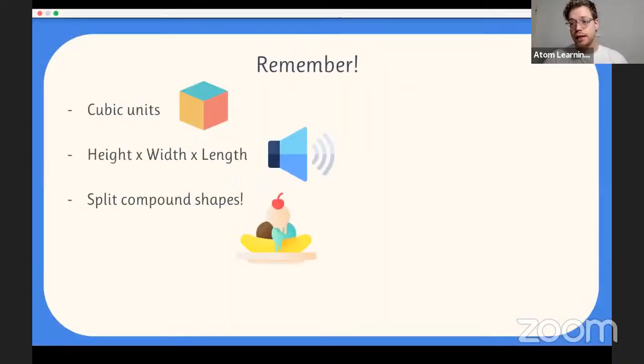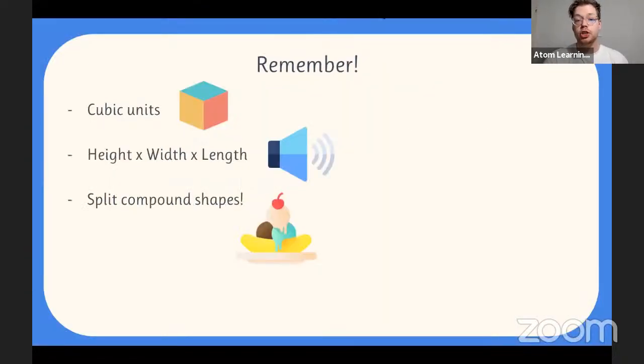So remember, key things to remember about volume: we need cubic units. The units are always cubic, so it's centimeters cubed or meters cubed, or whatever unit we're given. We just need to cube it. Other things, this formula is height times width times length. And finally, if you get given a compound shape, you need to split it into its constituent shapes. So you might need to break it down into cuboids and cubes, okay? That is how we can calculate the volume. 3 things to remember for volume. It's not that many, is it? So that is how we do it.